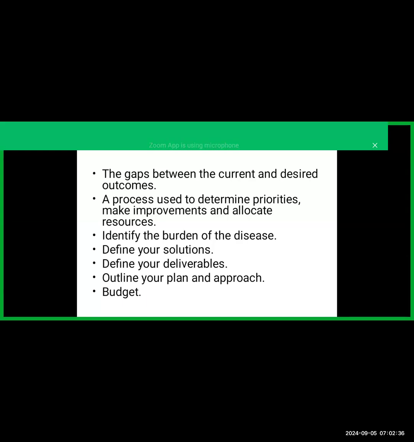I will define the solutions, the deliverables, what we can achieve, probably running 2 clinics in a week, and I will outline the plan and the approach and the budget, including the revenue budget and the capital budget to sustain the facility. So then the minimum requirements, under this, I will discuss it using the code 4S: the staff, the stuff, the space, and the system needed.